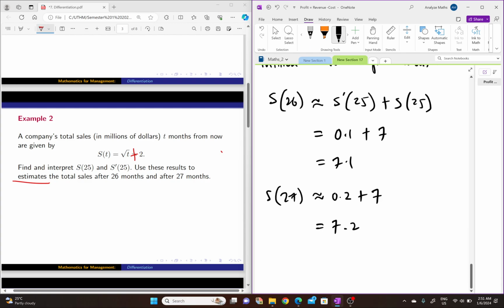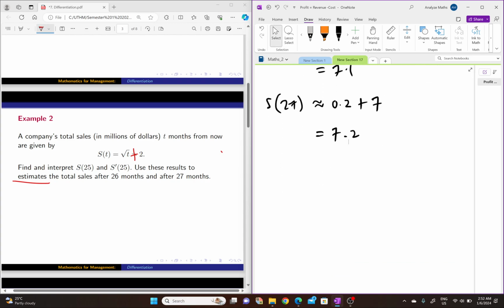The answer is this one. But then, yeah, you can leave the answer like this, but just to make sure you understand, what is the more accurate estimation for S27 that you are supposed to find?